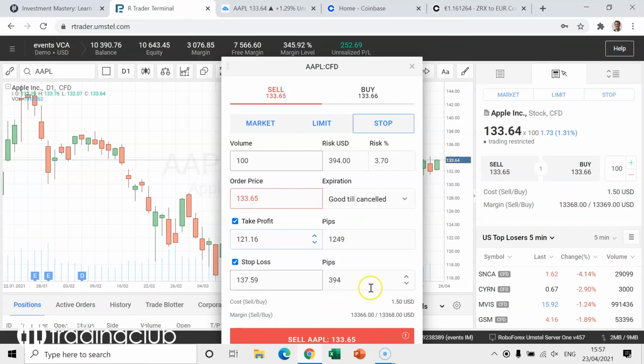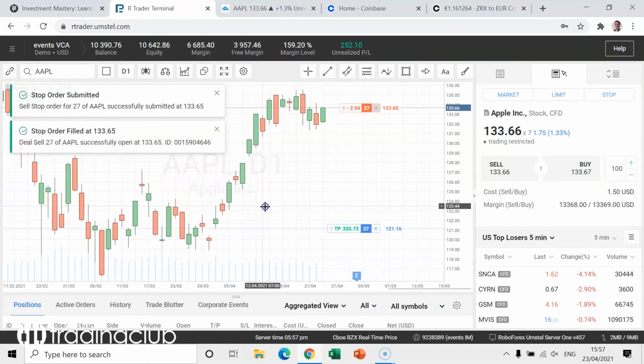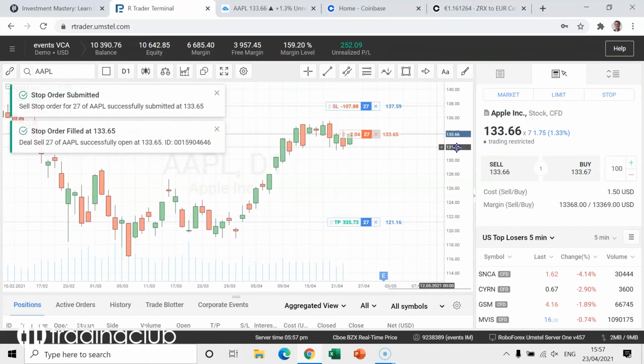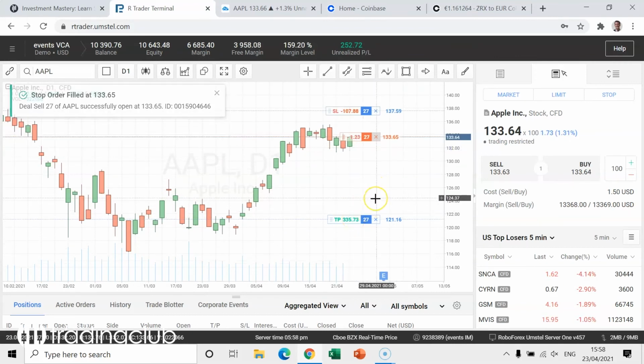So around 121.16. Yeah, very good. And all you need to do now is to make sure you only risk 1%, very important. And then we press sell. Boom. And now we pressed sell, and now we are ready to rock and roll. So now we're in this trade. If it goes down in value, we now make money.